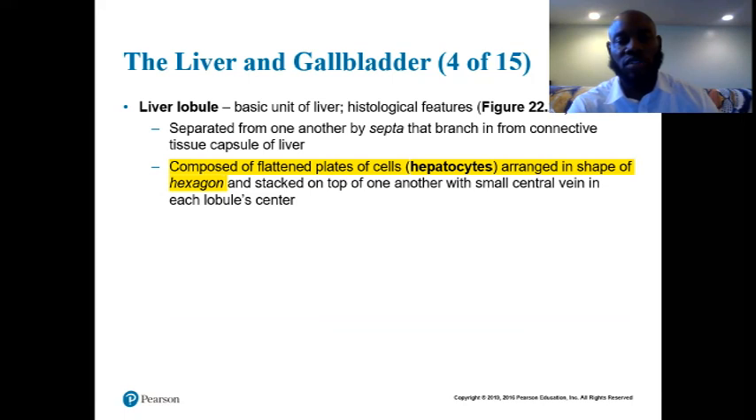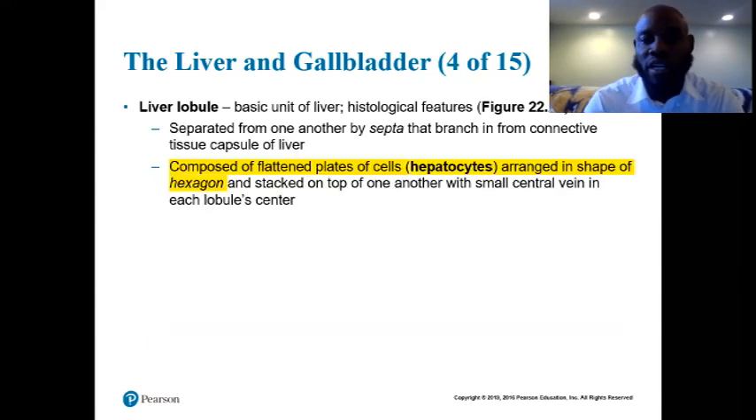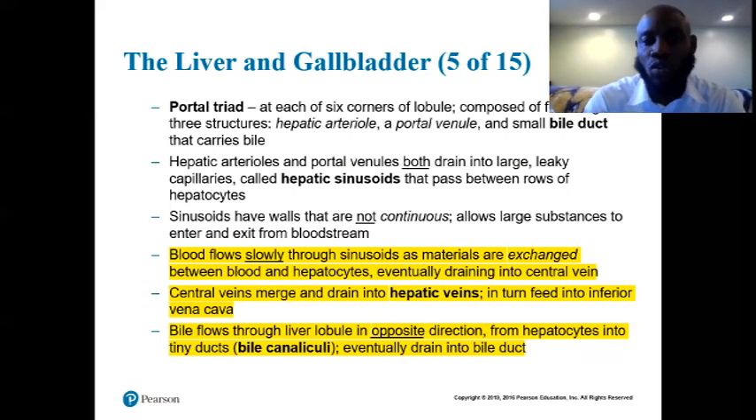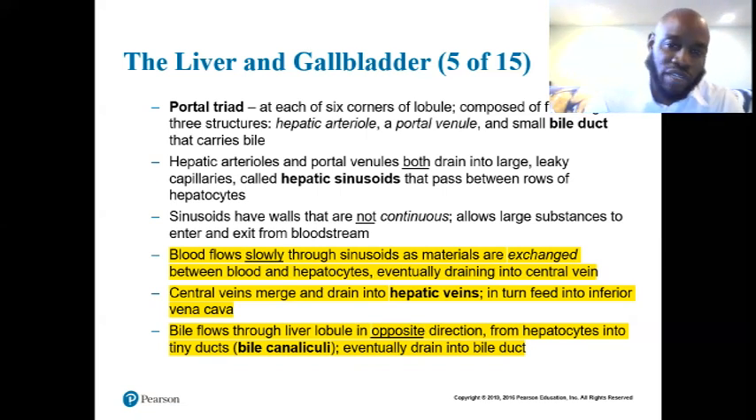Hexagon is the shape. You have these flattened plates of cells stacked on top of one another, a small central vein in the center. You have this portal triad at each of 6 corners of the lobule. Real quick, hexagon, 6-sided. So each of the 6 corners of the lobule is composed of the following 3 structures: the hepatic arteriole, that's bringing blood; a portal venule, removing blood; and a small bile duct that carries bile.